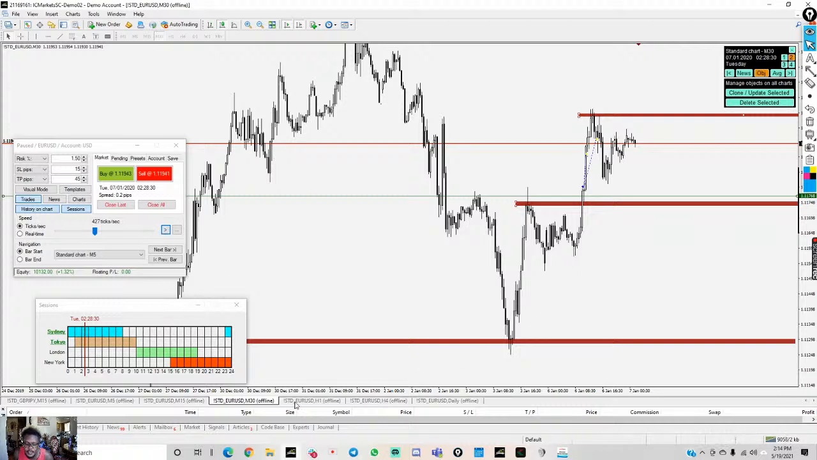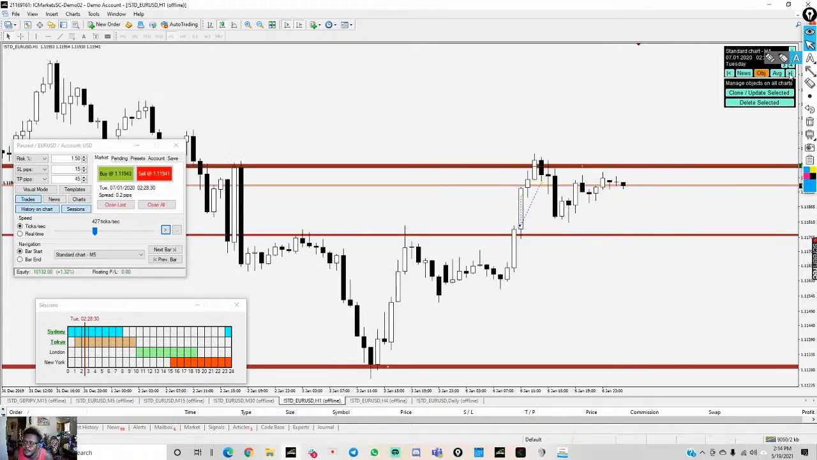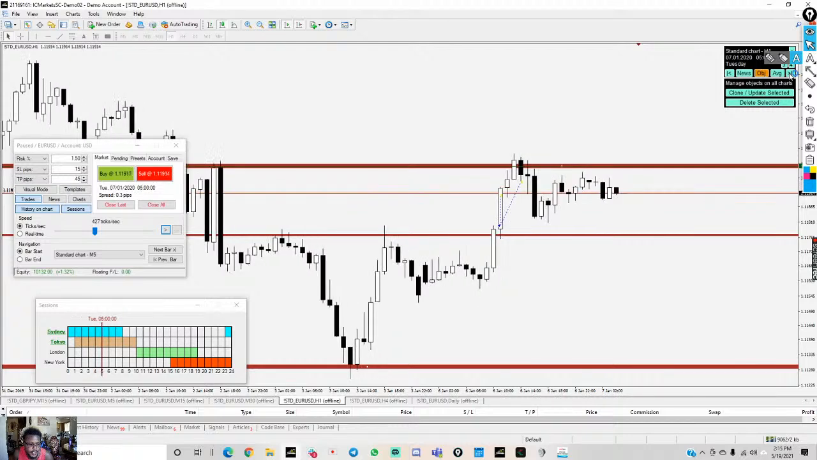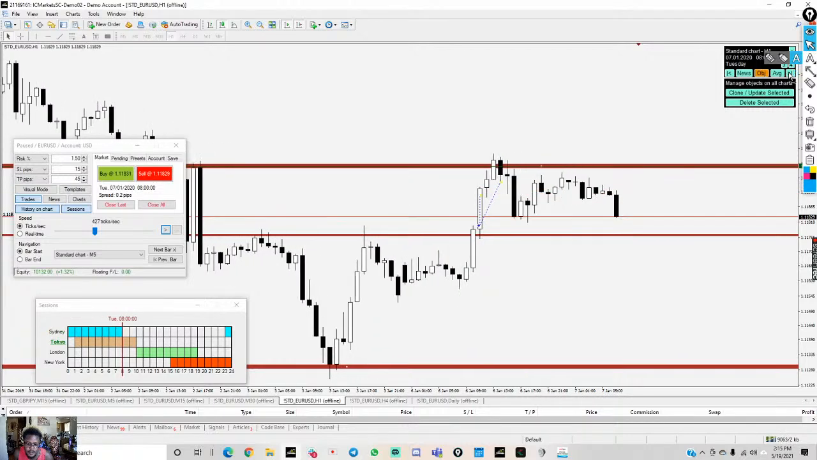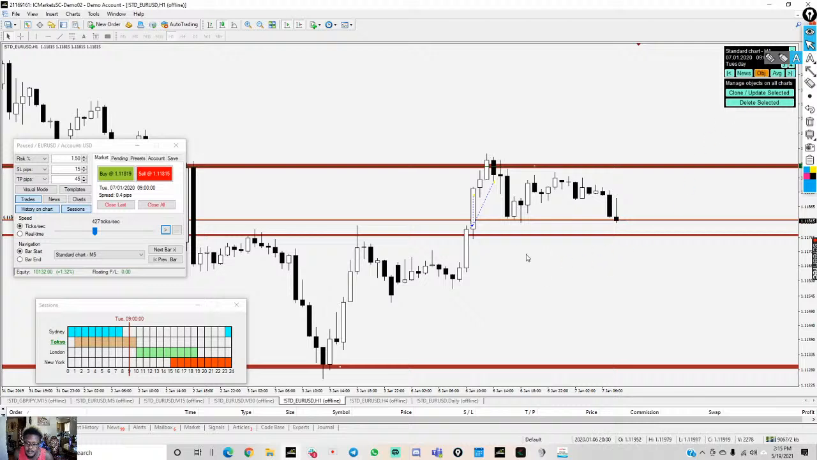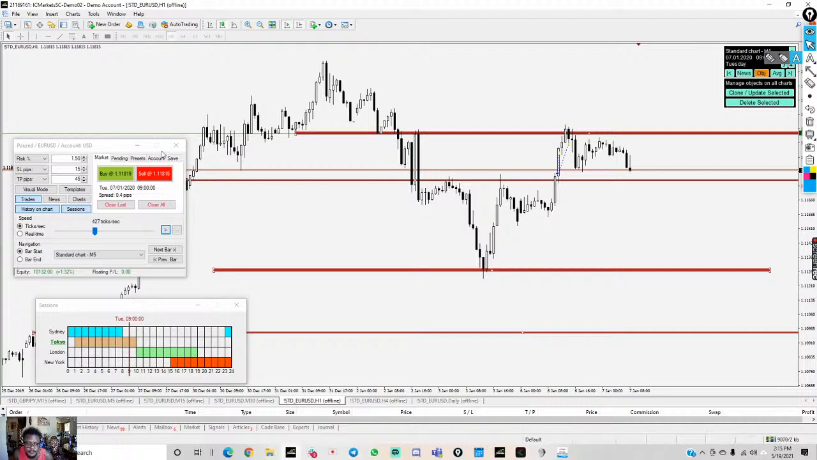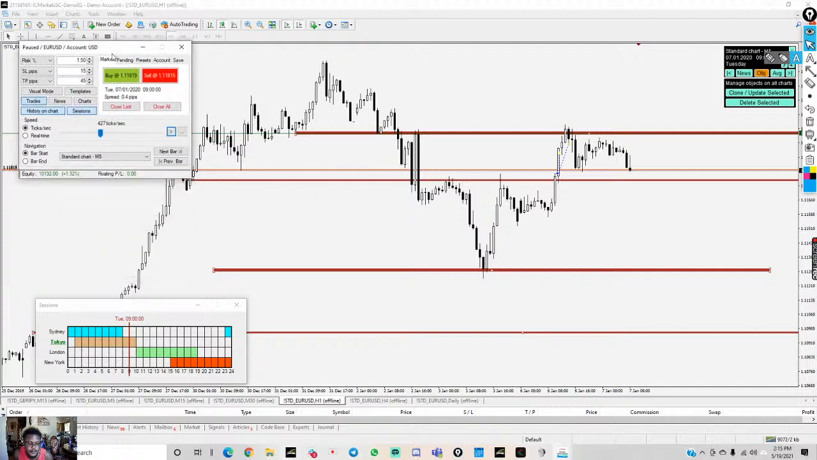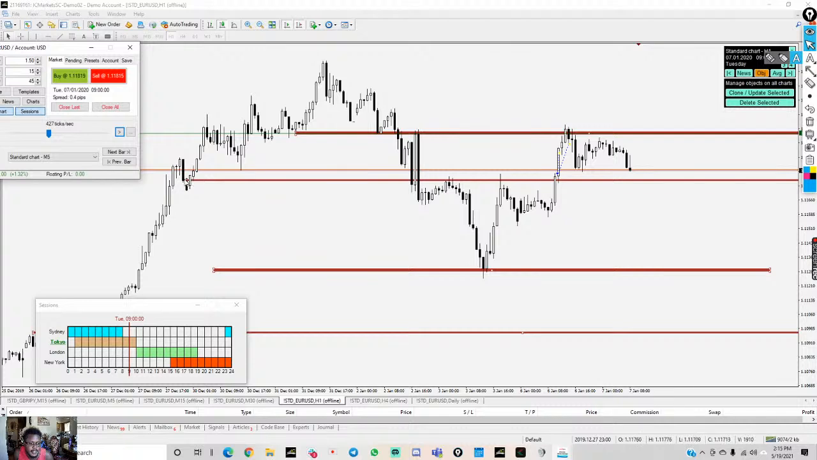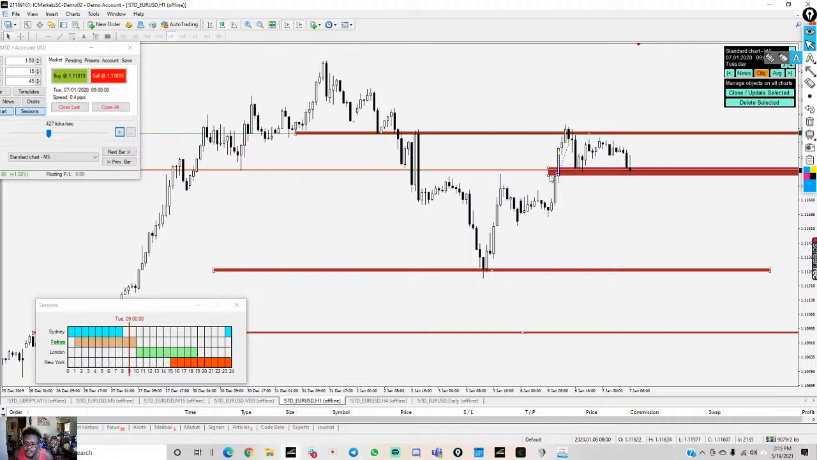Alright, so let's see if we can skip all the way up. Looking at this currently, seeing that we have a support here leading up to pre-London, even though price didn't close below the area.